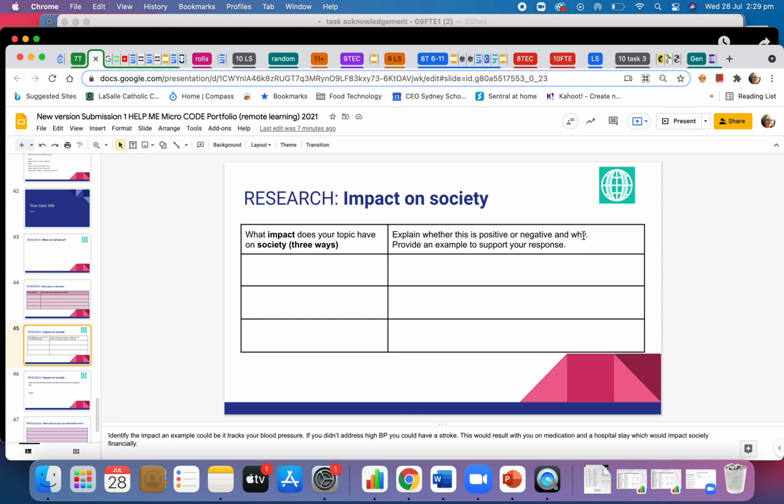So it'd be positive because I've identified that I've got a problem with my blood pressure, and then maybe if I just do some exercise and change my diet a little bit, I won't have to have medication. And it's something that I can then monitor, which means that I'm not going to put that additional health load onto the healthcare system later in my life.